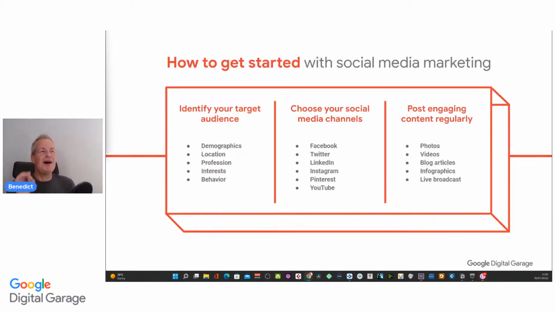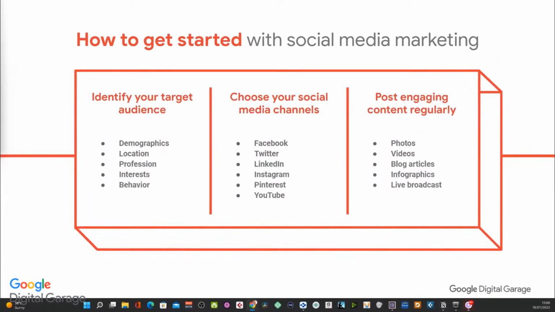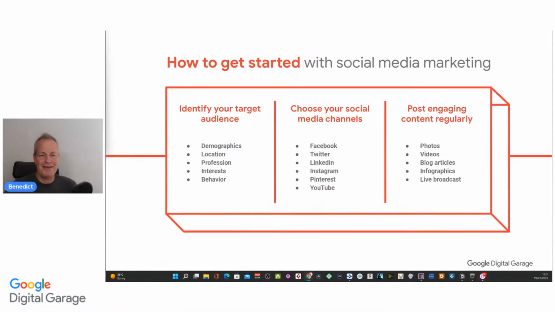So, how to get started with social media marketing. Let me just put this across to you. Identify your target audience: demographics, location, profession, interests, behavior. Choose your social media channels, so Facebook, Twitter, LinkedIn, Instagram, Pinterest, YouTube, whichever works the best for you. You check out Google Analytics. Google Analytics will give you a lot of feedback about which is your main social media, which is working the best. Post engaging content regularly: photos, videos, blog articles, infographics, live broadcast. I'm back.